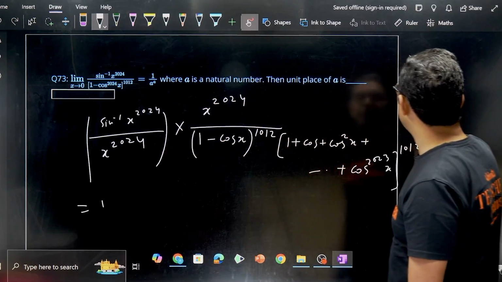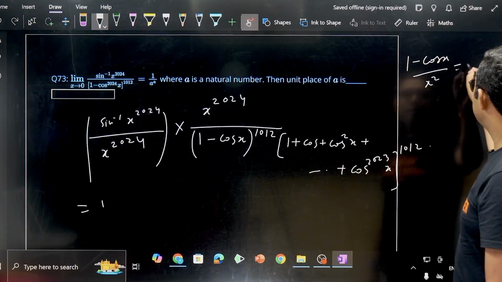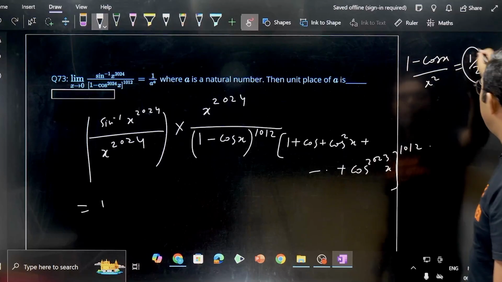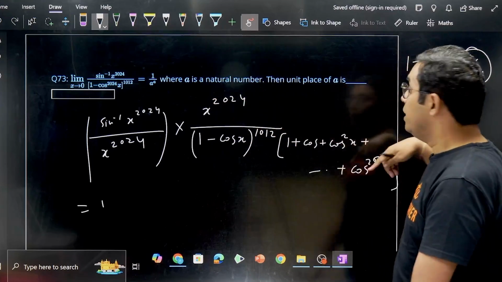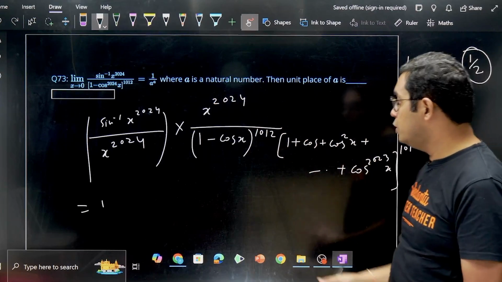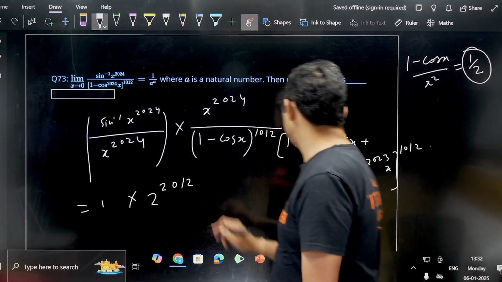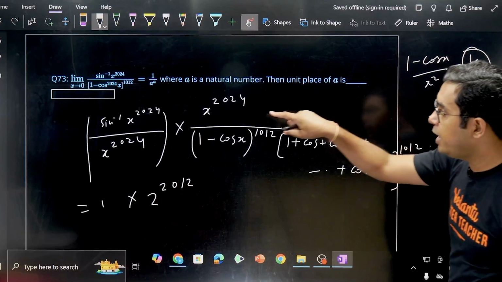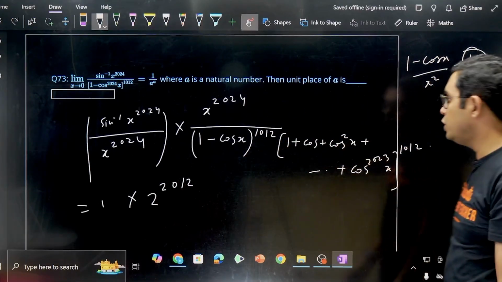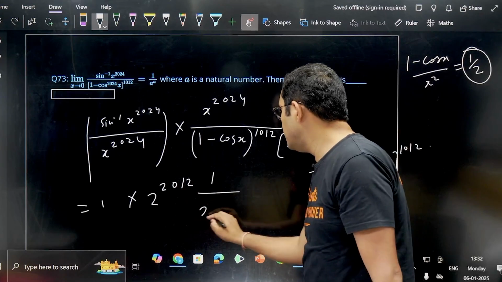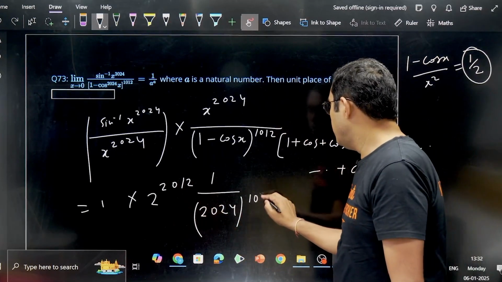There is a standard result: (1 minus cos x) upon x square, as x approaches 0, this limit is half. So here you can say it is the reciprocal of it, as power 1012. So this limit will be 2 to the power 1012. And here you can see when x approaches 0, they all will become 1, 1, 1, and these are 2024 terms. So 2024 terms, raised to the power 1012.